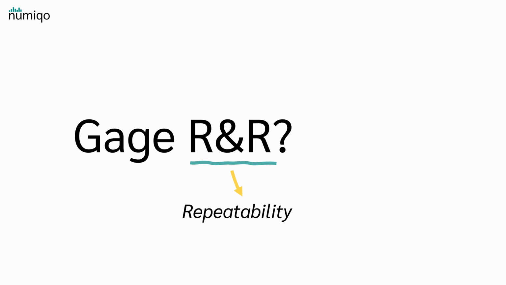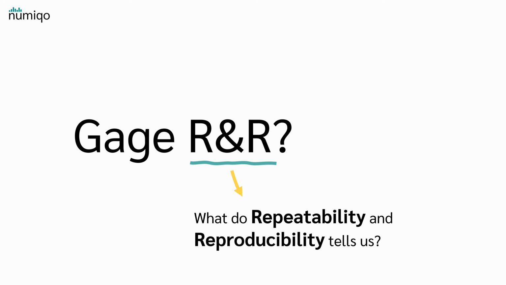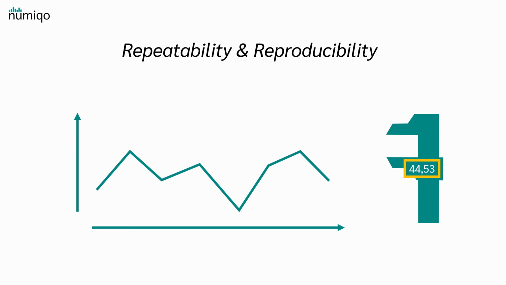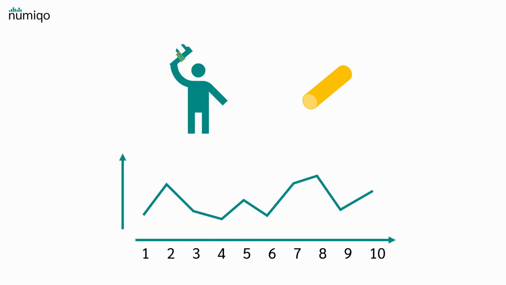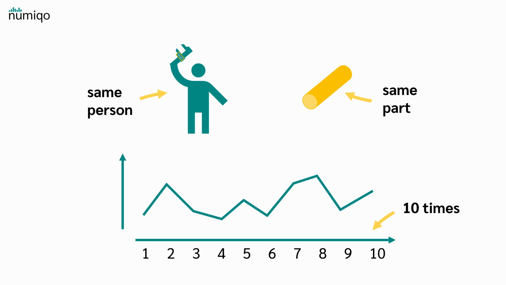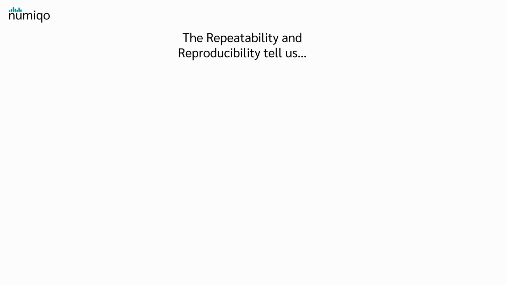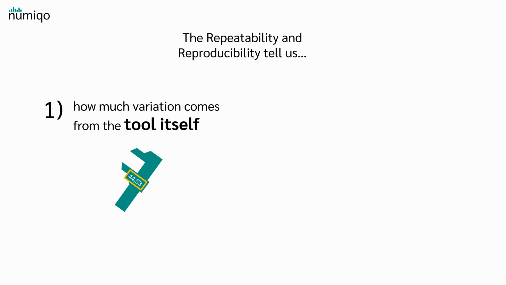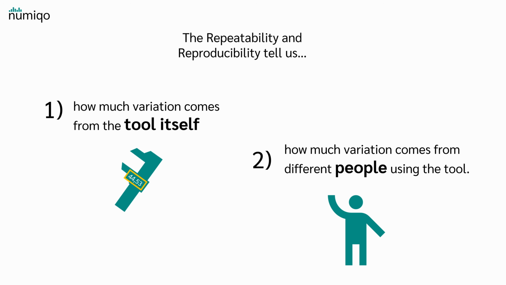R&R stands for repeatability and reproducibility. But what do repeatability and reproducibility tell us? When we measure something in practice, we'll get values that fluctuate to some extent. Even if the same person measures the same part 10 times, there will likely be some variation. The repeatability and reproducibility now tell us how much variation comes from the tool itself and how much variation comes from different people using the tool.